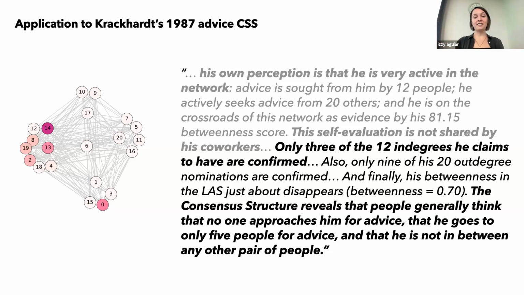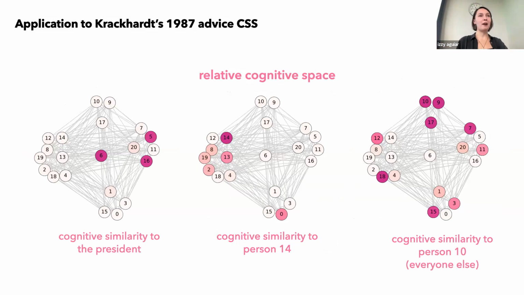The consensus structure reveals that people generally think that nobody approaches him for advice, and he only goes to 5 other people for advice, and he's not in between any other pair of people. So we now see that this person 14 kind of represents a person who was either very overly optimistic about the advice network, or was just a very noisy realization and didn't try at all to say who was connected to whom, but just kind of was like, whatever, I'll choose everybody. But either way, he's identified as having a very distinctly different relational schema from everybody else in the network.